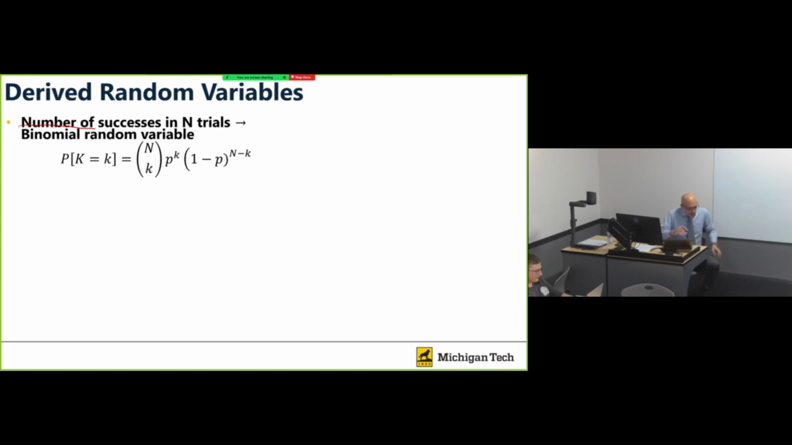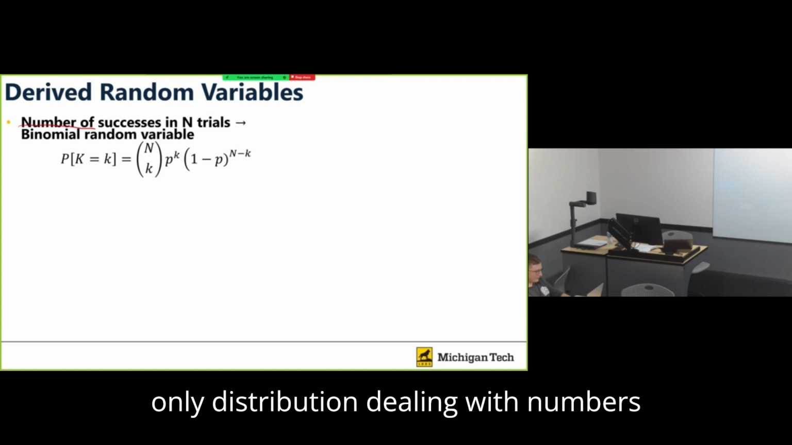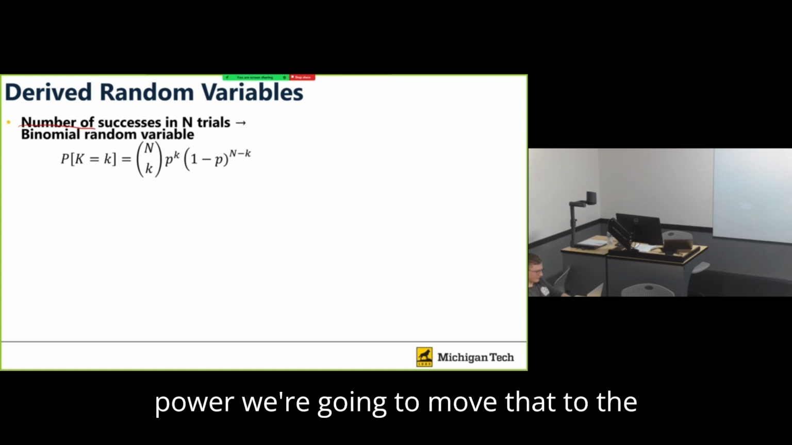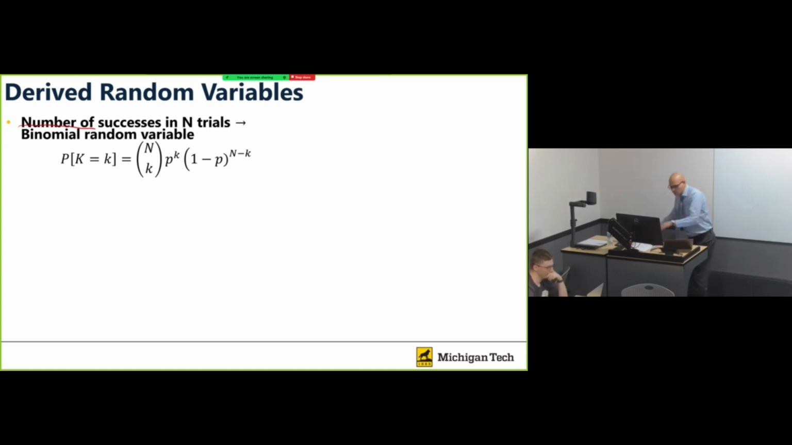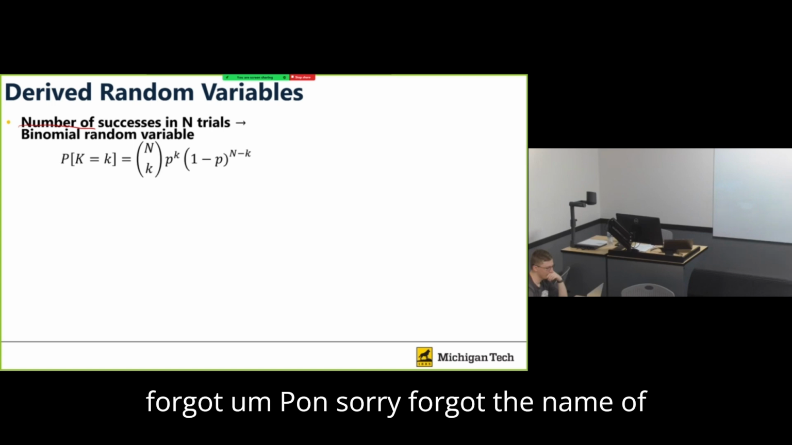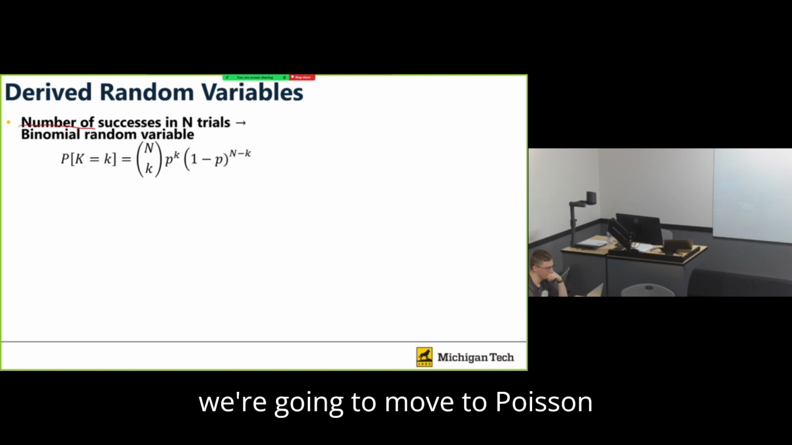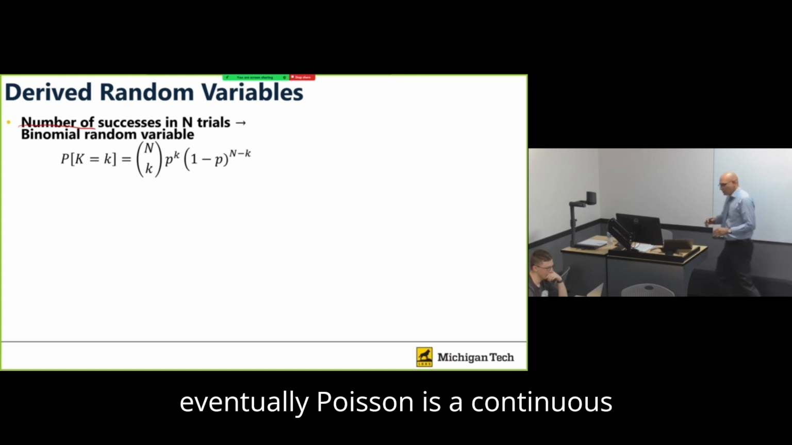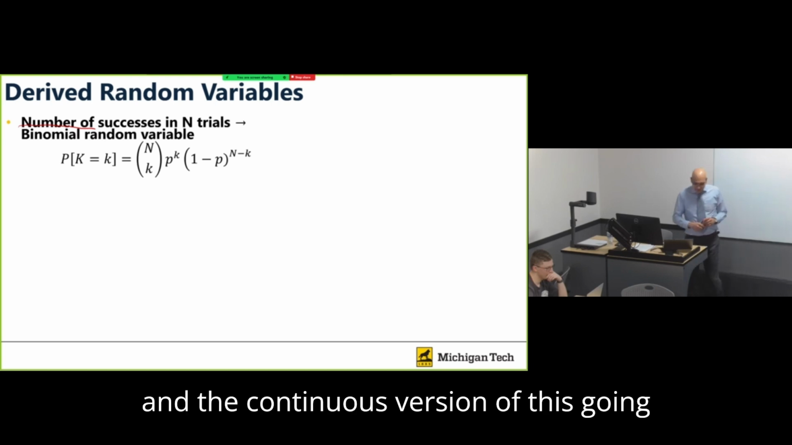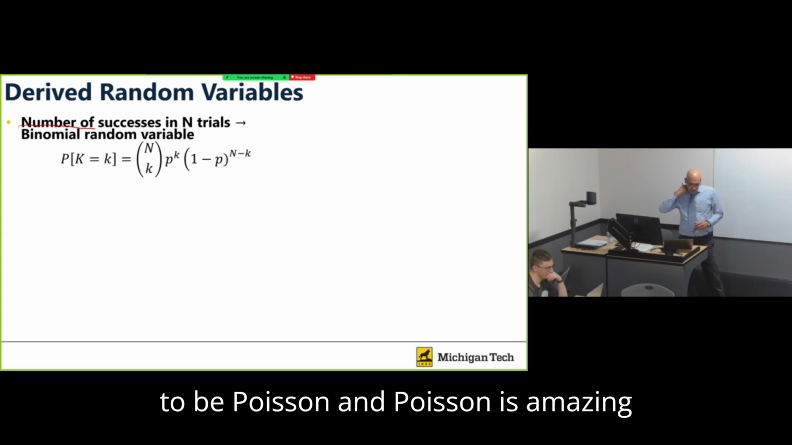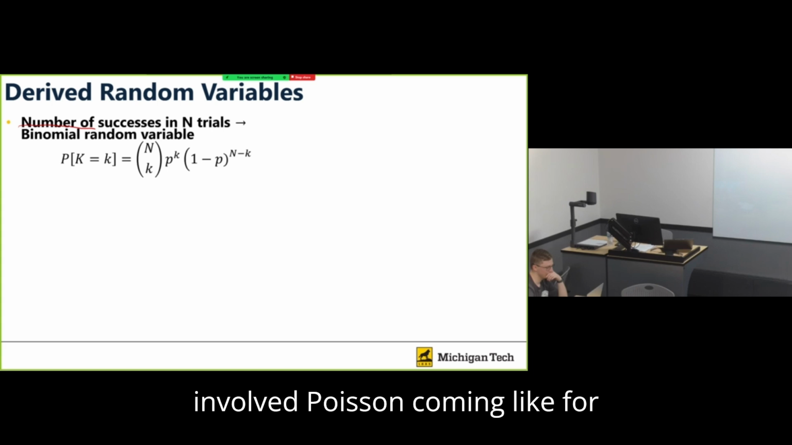Okay. Numbers: actually I can say this is the only distribution dealing with numbers. However, we're going to move that to the continuous form called Poisson, sorry. I forgot the name of Poisson. Yes, we're going to move to Poisson. Eventually, Poisson is a continuous version of this, and Poisson is amazing. It deals with numbers. Anytime a number is involved, Poisson comes in.